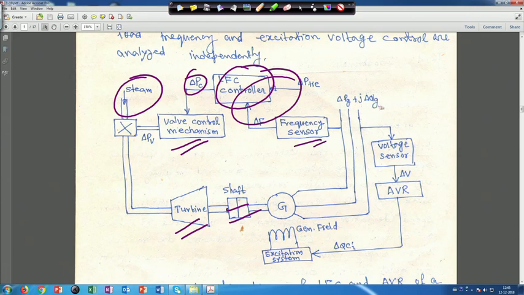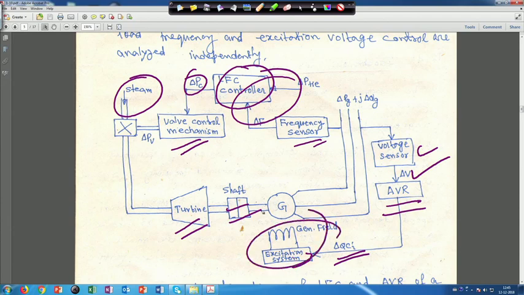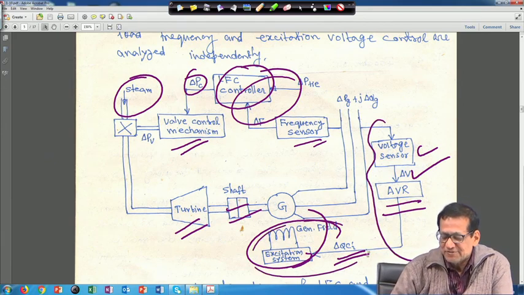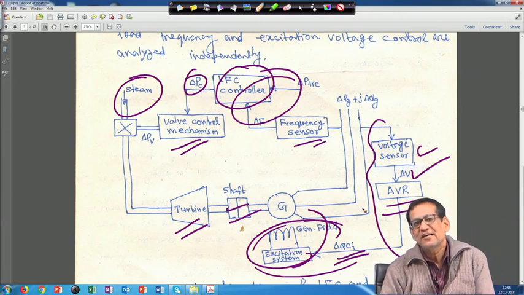So, this is delta P g plus j delta Q g, and from here the voltage sensor is there, this is delta V, then the automatic voltage regulator is there, and then delta Q C I. This is the excitation system for the generating system generator. So this is basically the generator field. This is a schematic diagram, and we will not consider this part, because we will treat it as a separate thing.